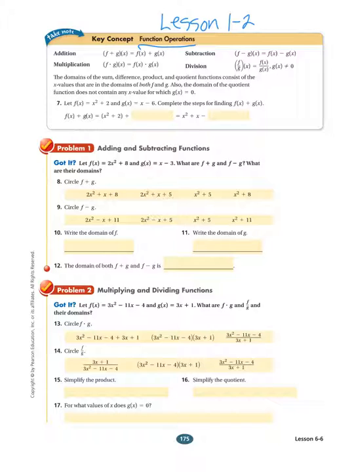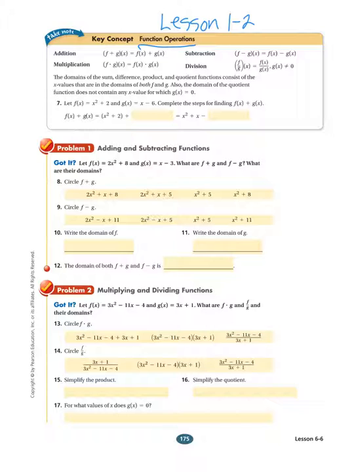Function operations just means that you're going to take the function notation we talked about before, and add two functions, subtract two functions, multiply two functions, or divide two functions. And these are just two different ways of showing the same notations. This means to add two functions, and that means to add two functions. This means to subtract two functions, and that means to subtract two functions, and so forth.